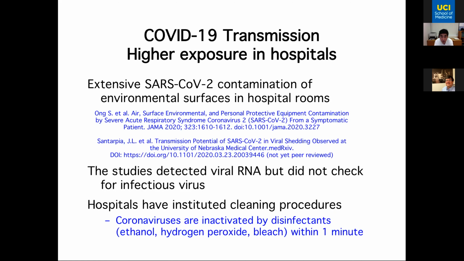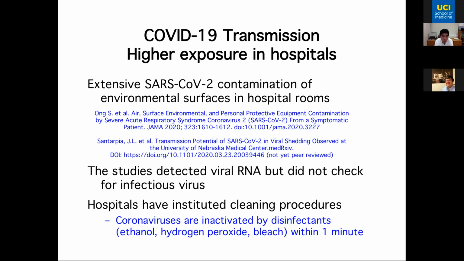Now, an important caveat here is that these studies have looked at viral RNA. This is an RNA virus. It's genetic material as RNA, not DNA. And we have ways to detect the RNA, and Dr. Khan is going to talk to us about a test, a PCR-based test to look for viral RNA. So these studies check for viral RNA, and that indicates that there's viral material there, but it doesn't tell us if this is viable virus that can actually cause an infection.